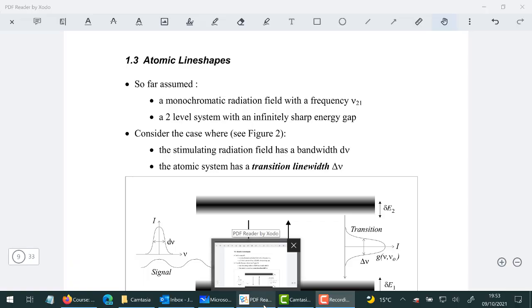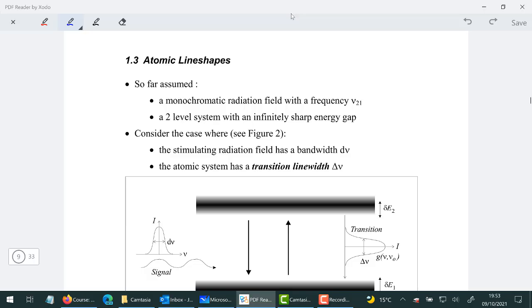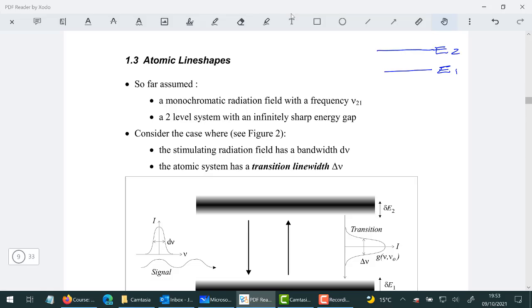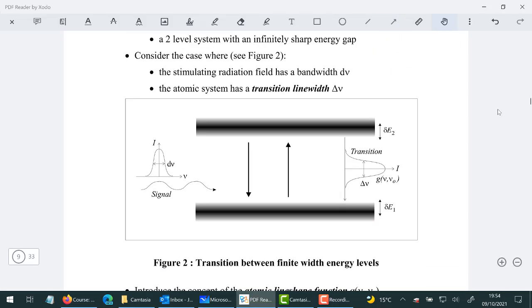Until this point, we've been imagining our atomic lines as being infinitely sharp, so we just have one value for E2 and a single value for E1. In the real world, these are actually more diffuse than that. They're a bit spread out over a range of values. And that's what's shown in this figure down here.